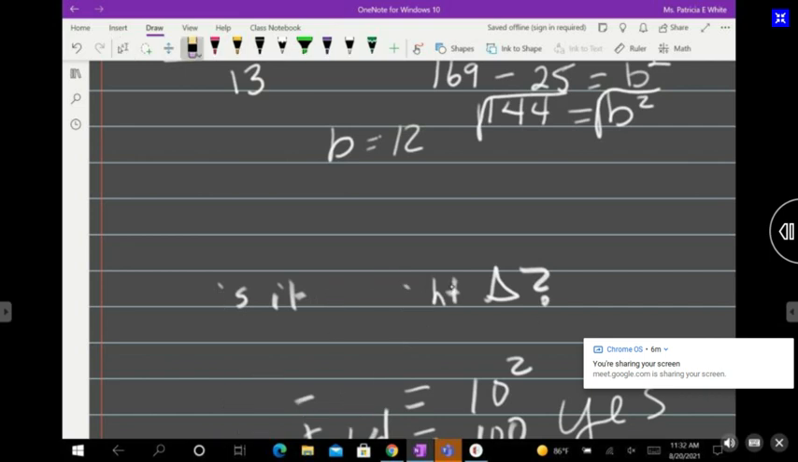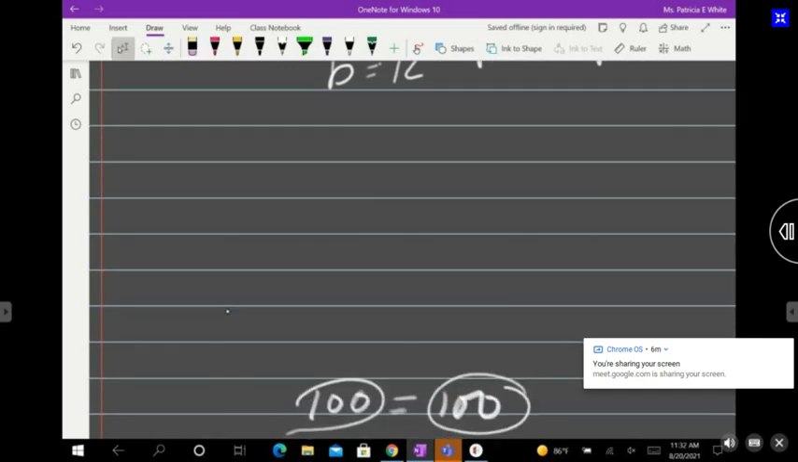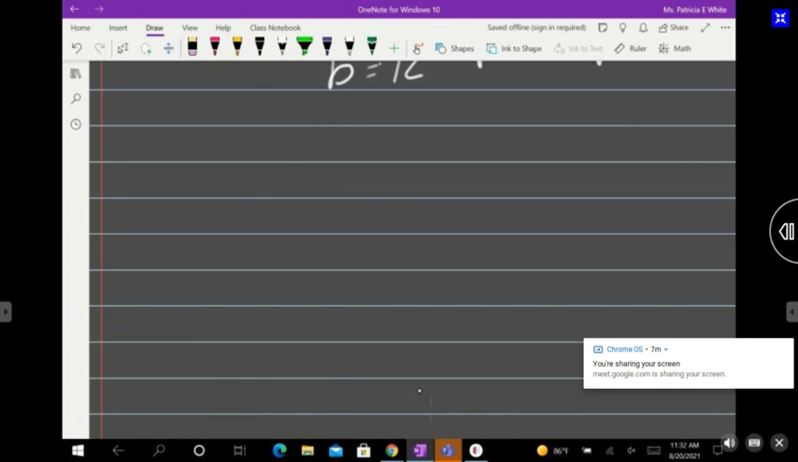Okay, what if I have three numbers, and I am pulling this off of your notes. Can you do one with a decimal? I will in just a second.